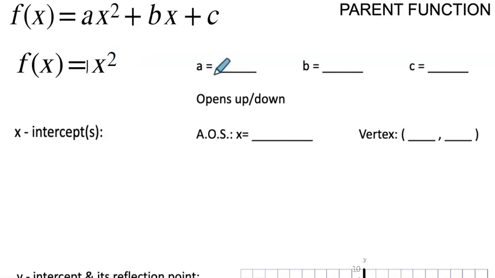So this is a 1x squared, so my a value is 1, plus 0x, so my b value is 0, and then plus 0 here, which is my c value is 0, right? So the b and c are both 0, my a value is 1, and you just get 1x squared.